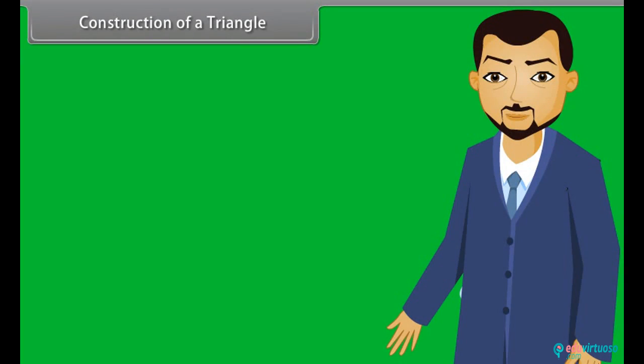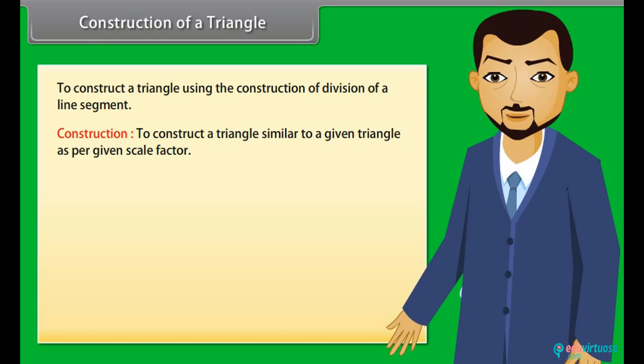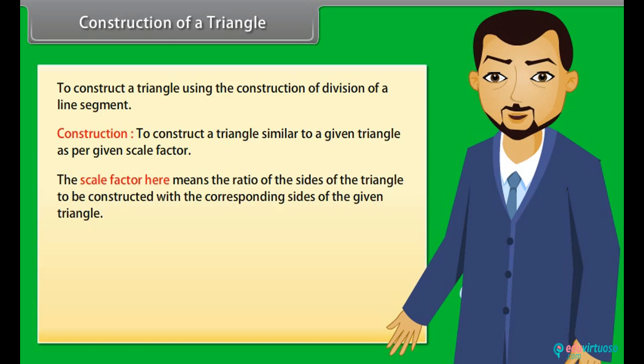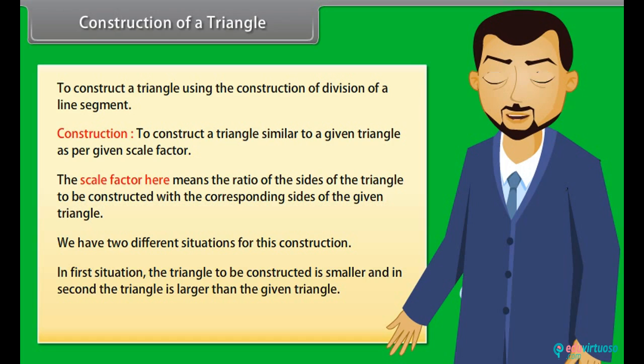Construction of a triangle. We will now learn to construct a triangle using the construction of division of a line segment. To construct a triangle similar to a given triangle as per given scale factor. The scale factor here means the ratio of the sides of the triangle to be constructed with the corresponding sides of the given triangle. We have two different situations for this construction. In first situation, the triangle to be constructed is smaller, and in the second, the triangle is larger than the given triangle. We will solve some examples to understand this.